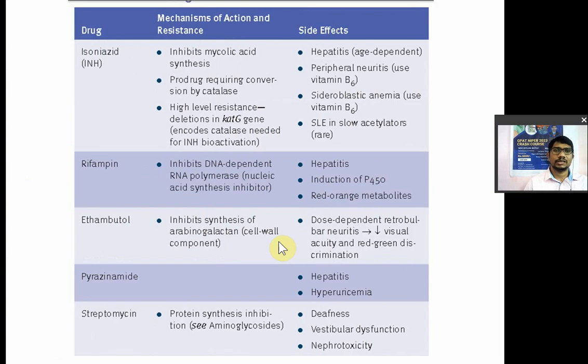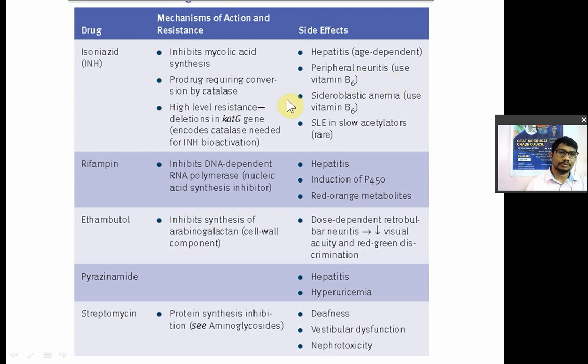We'll see the important points again: mechanism of action, drug and their adverse effects. So isoniazid inhibits mycolic acid synthesis. It is a prodrug and it is activated by an enzyme known as catalase peroxidase. So catalase peroxidase activates the isoniazid and that active metabolite inhibits the synthesis of mycolic acid. What is its adverse effect? Hepatitis, and peripheral neuritis, which is dose dependent and can be treated by vitamin B6, and also sideroblastic anemia and systemic lupus erythematosus. Isoniazid is metabolized by a phase two metabolic reaction known as acetylation. Based on the genetic makeup, patients are slow acetylators or rapid acetylators. In slow acetylators, it has more tendency to cause peripheral neuropathy, right?